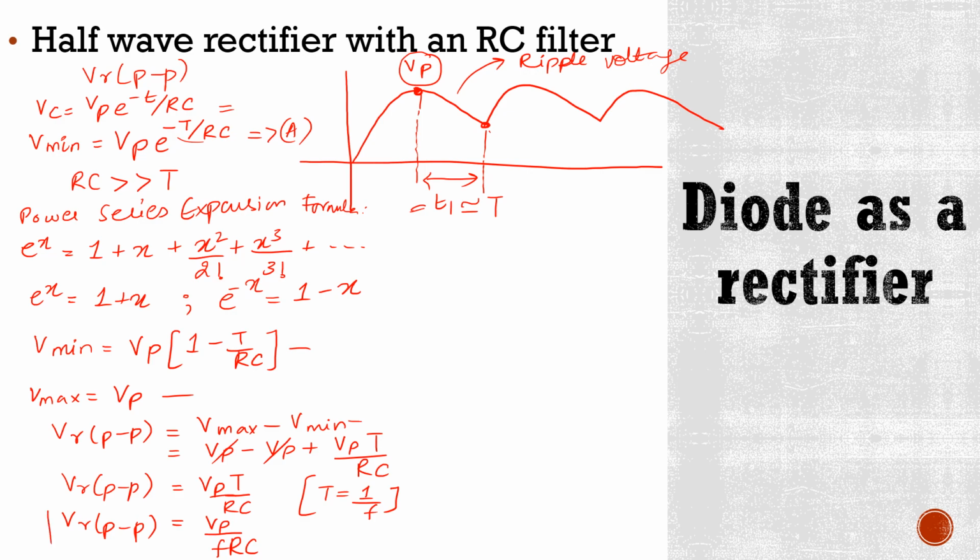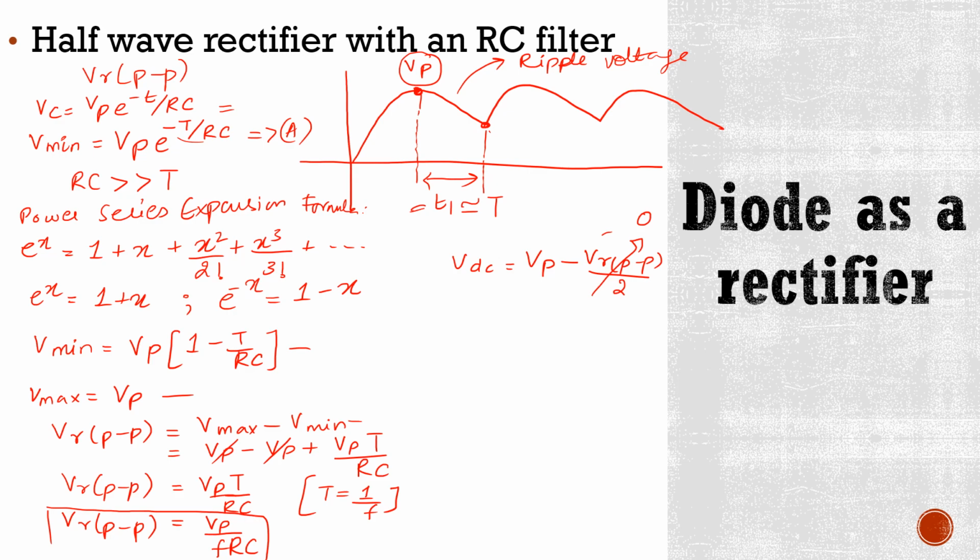So this is the expression of peak to peak ripple voltage for half wave rectifier. Now if we want to find DC voltage, then it is equal to the maximum value of the waveform, that is VDC is equal to Vp minus VR peak to peak divided by 2. In most cases, this ripple voltage is very small, so this term becomes negligible.